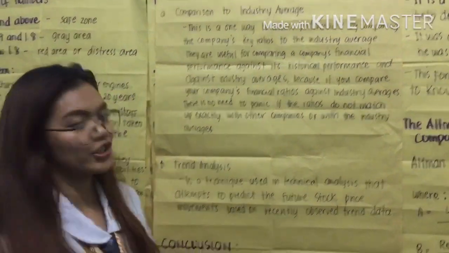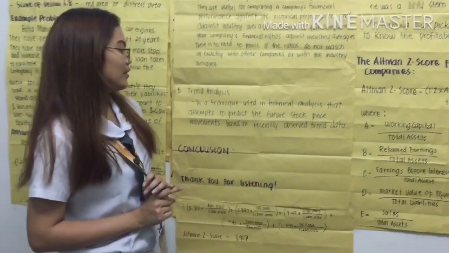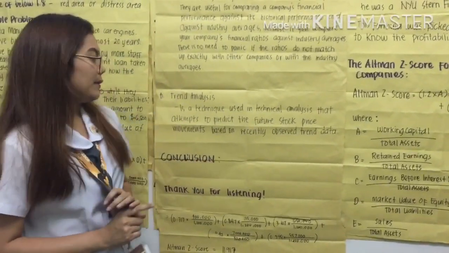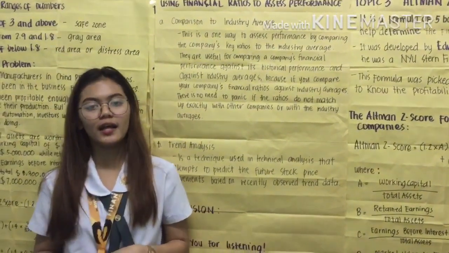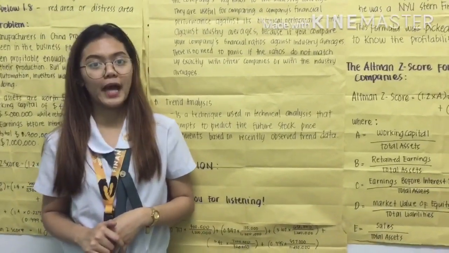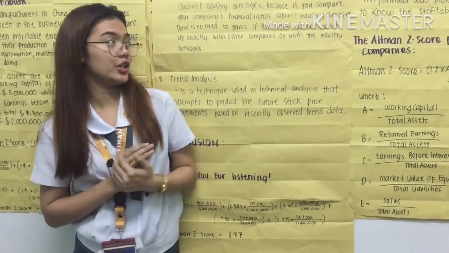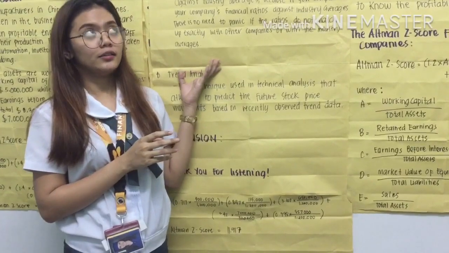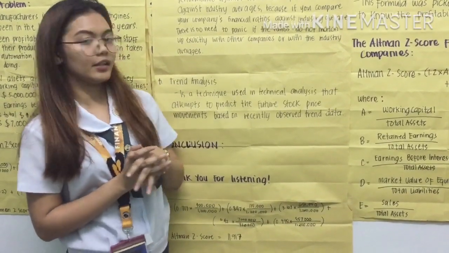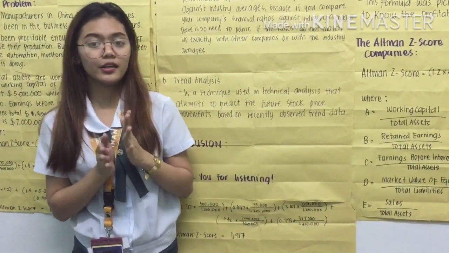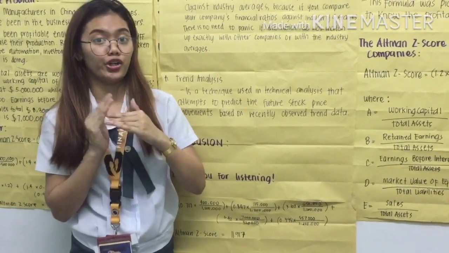The last is trend analysis. Trend analysis is a technique used in technical analysis that attempts to predict future stock price movements based on recently observed trend data. In trend analysis, it is an analysis of a firm's financial ratios over time. It is used to estimate the likelihood of improvement or deterioration in its financial condition. It is important to analyze the trends in ratios as well as the absolute levels, because trends give clues to whether the firm's financial condition is likely to improve or deteriorate.